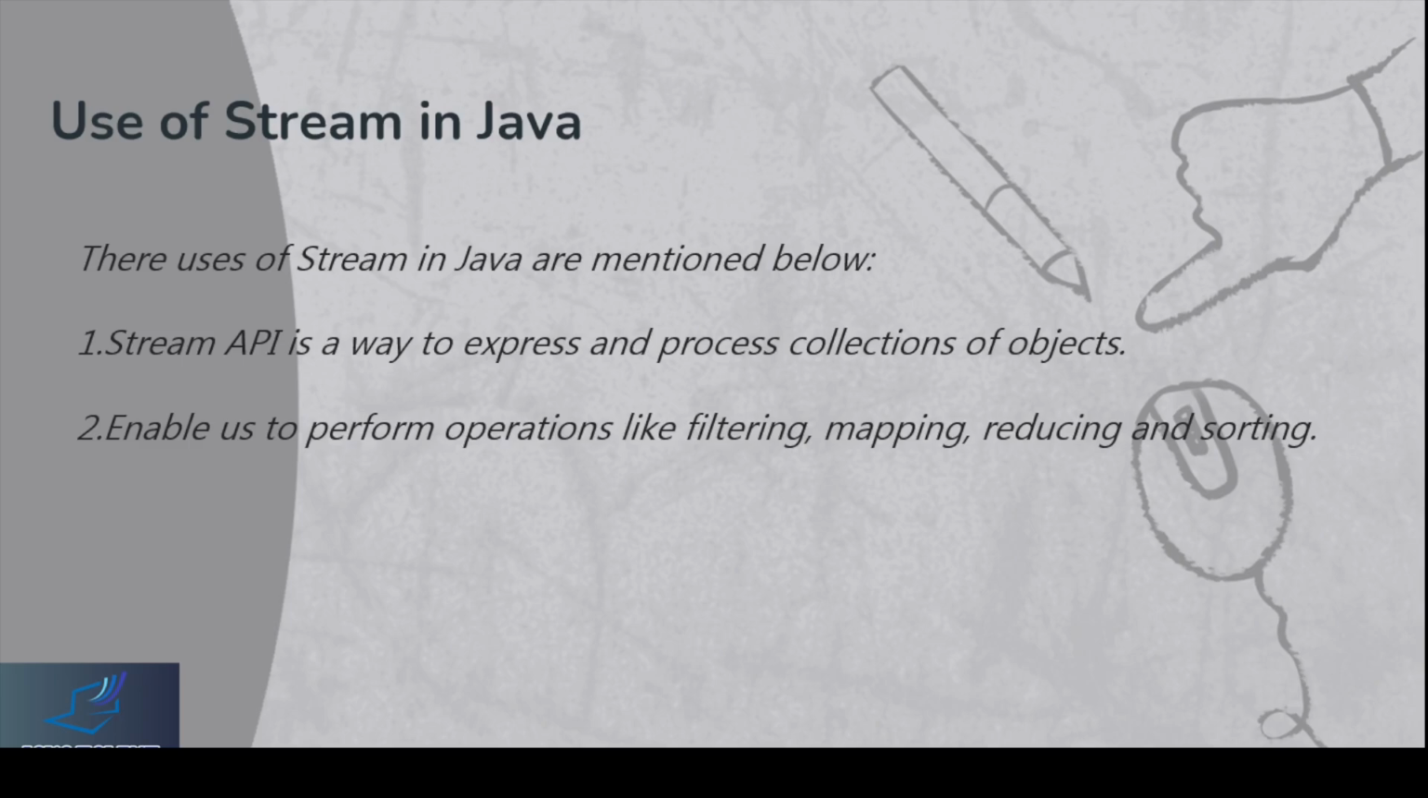The first point is that Stream API is the way we can express and process collections of objects. The second thing is how we can enable operations like filtering, mapping, reducing, sorting, etc. So this is the concept where we are going to use the Stream API.